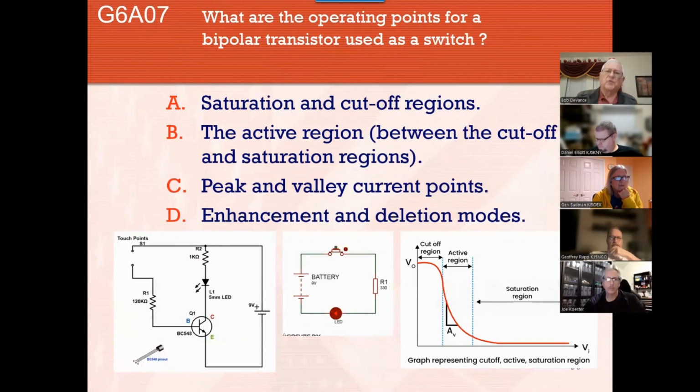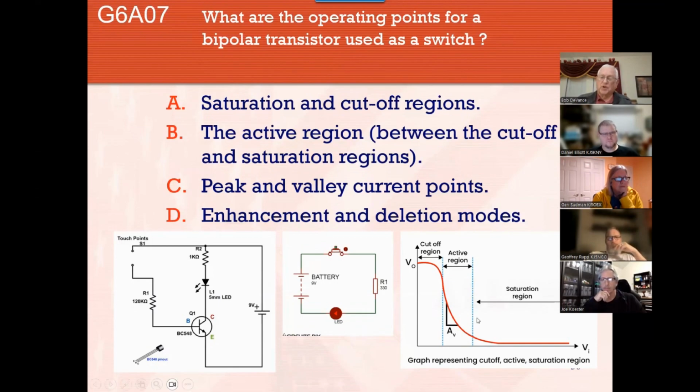What are the operating points for a bipolar transistor used as a switch? Well, first of all, we can have a transistor, and its most common application perhaps is as an amplifier, which means its output is varying up and down all the time. But it can also act as a switch where it's either totally turned on or it's totally turned off. If it's turned off, it is cut off. If it's turned on and fully conducting, then it's called saturated.